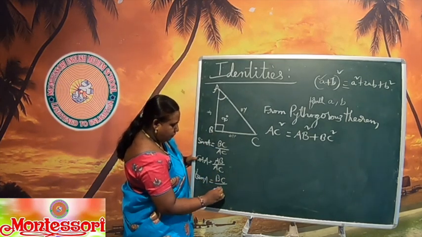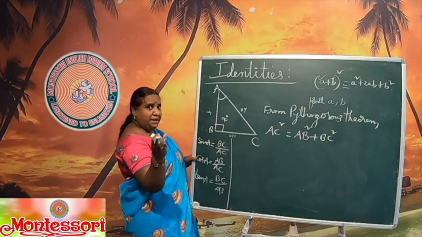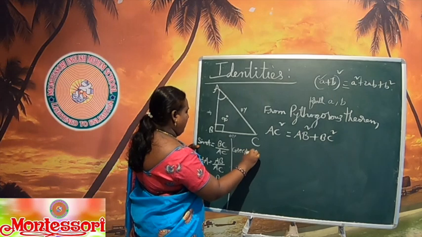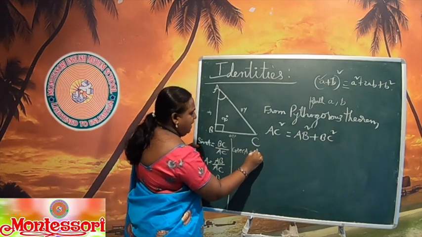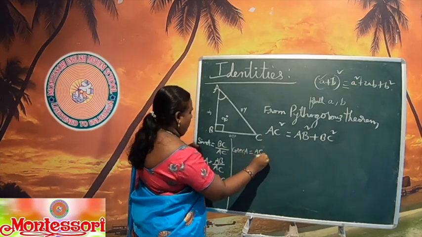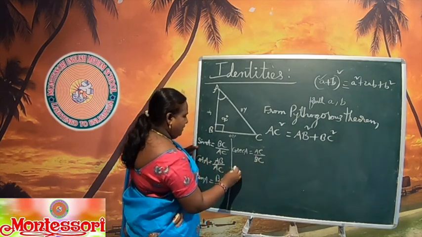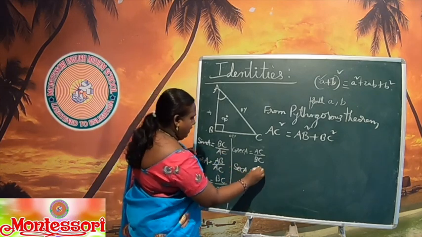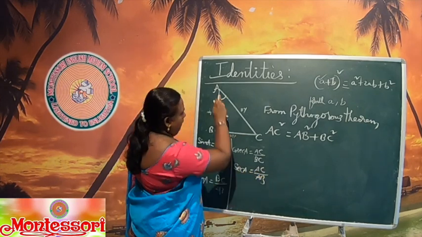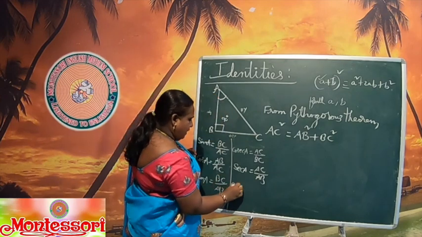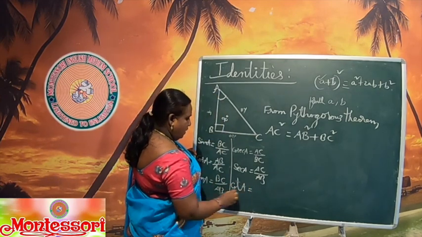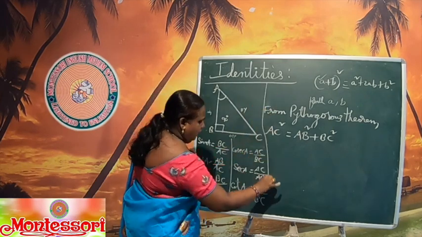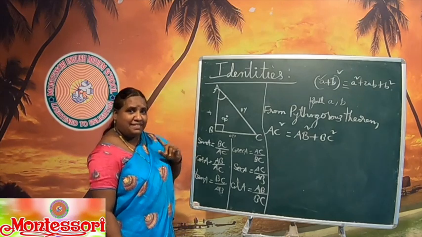And we all know the multiplicative inverse is the reciprocal. Sin A reciprocal you say cosec A. Now what is cosec A? AC by BC. What is sec A? Sec A is hypotenuse by adjacent, that is AC by AB. Now finally cot A, AB by BC.